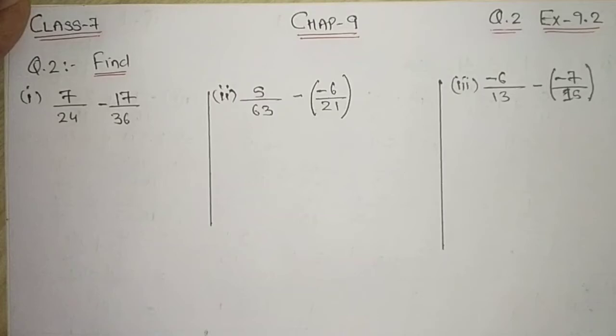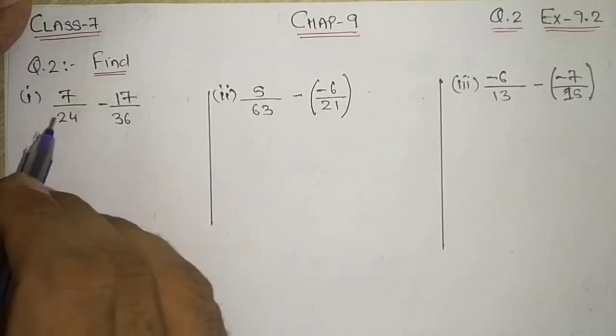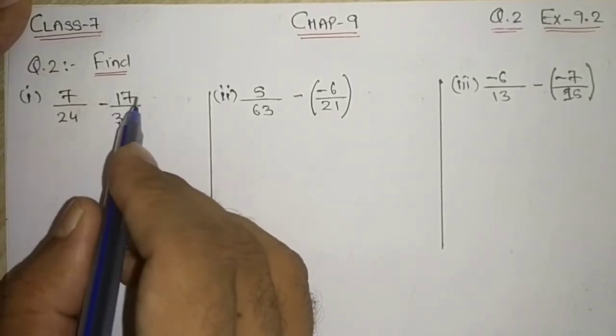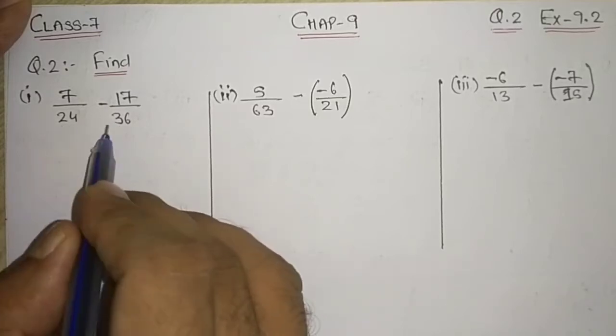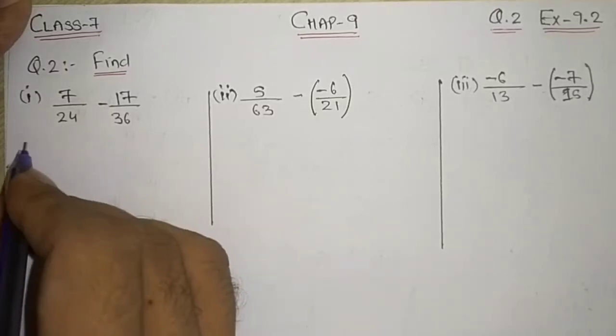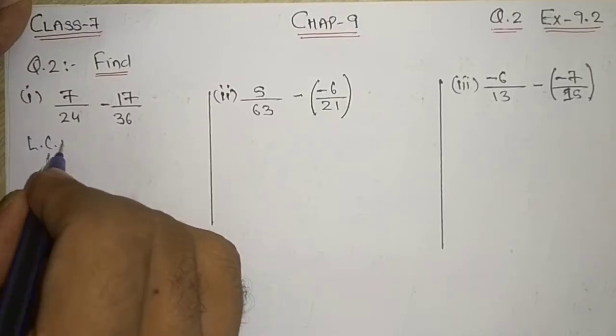In question number 2, like it was given in question number 1, there it was to add two rational numbers. Here we are supposed to subtract two rational numbers. The procedure is the same. We must have the denominators the same. In the first part you can see 7 by 24 minus 17 by 36. That means the denominators are different. We are supposed to make them the same denominator.